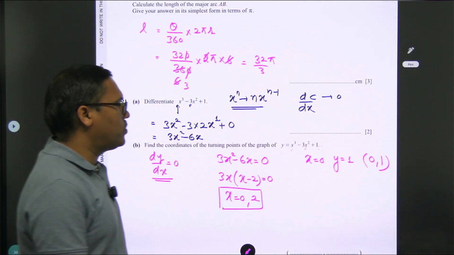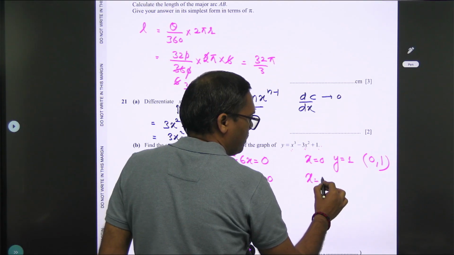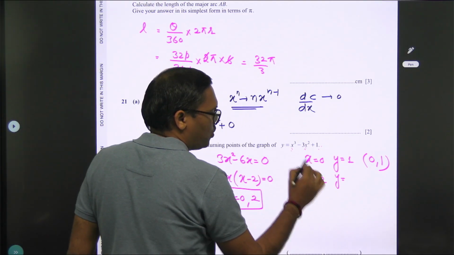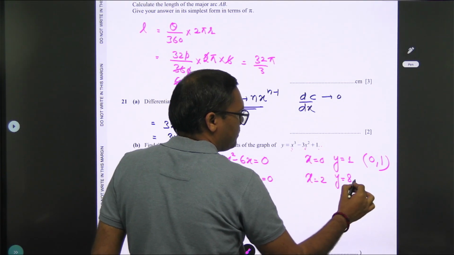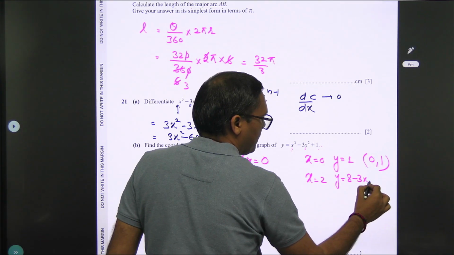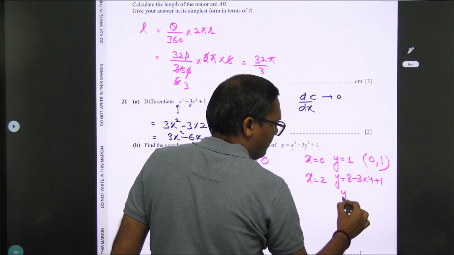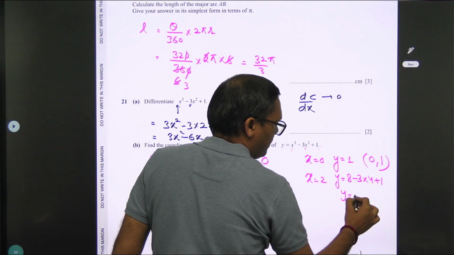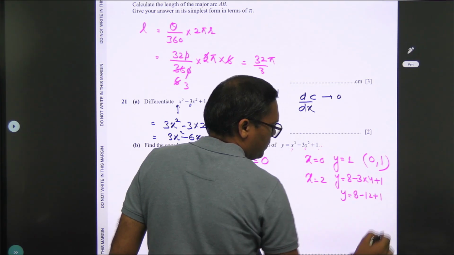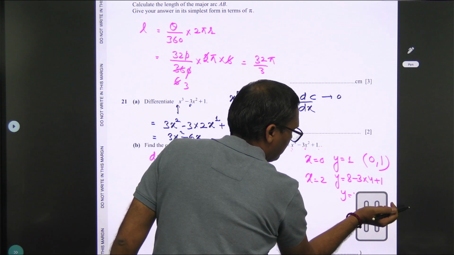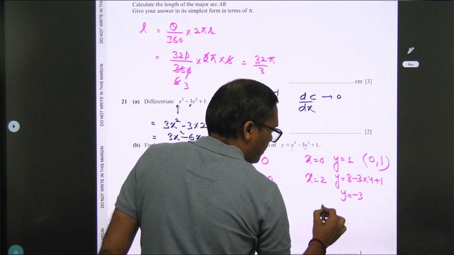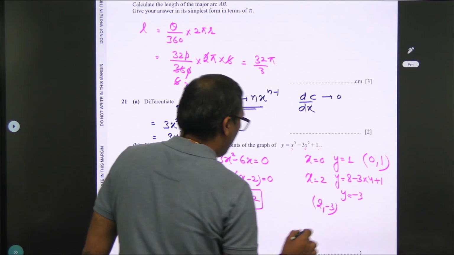And if I put x equal to 2, y is equal to 2 cubed, that is 8, minus 3 into 2 squared, that is 4, plus 1. So what is the y value? This is 8 minus 12 plus 1, which is 9 minus 12, which is equal to minus 3. So what is the coordinate? 2 comma minus 3.